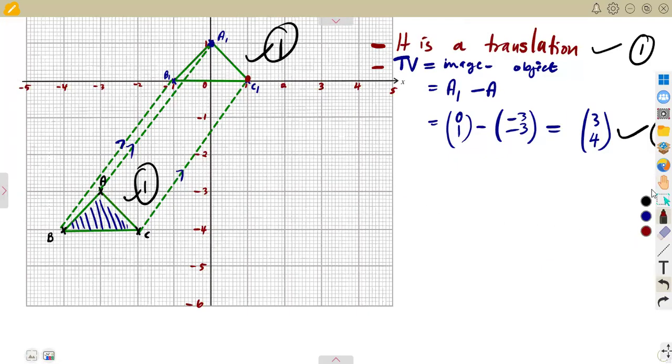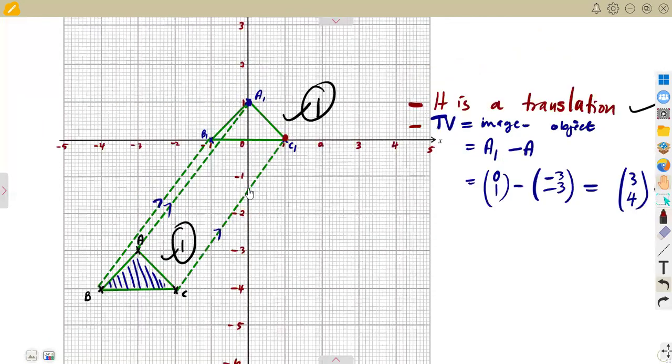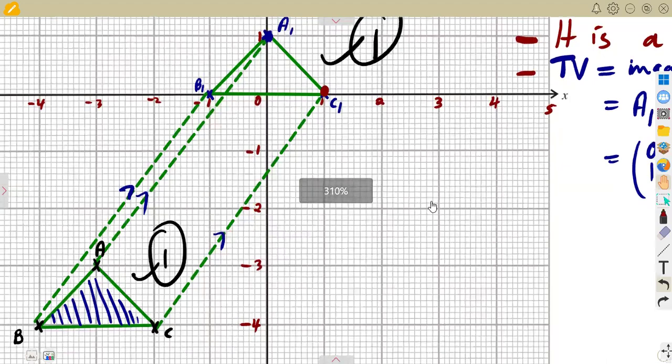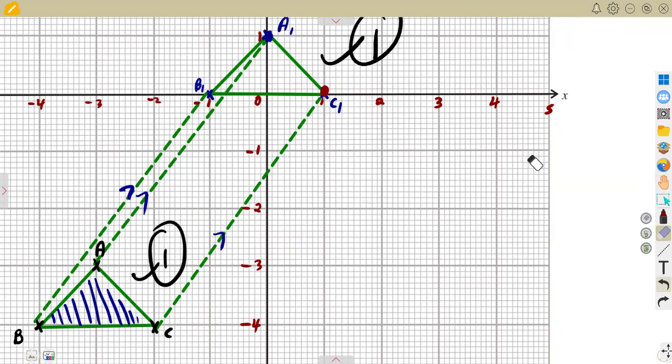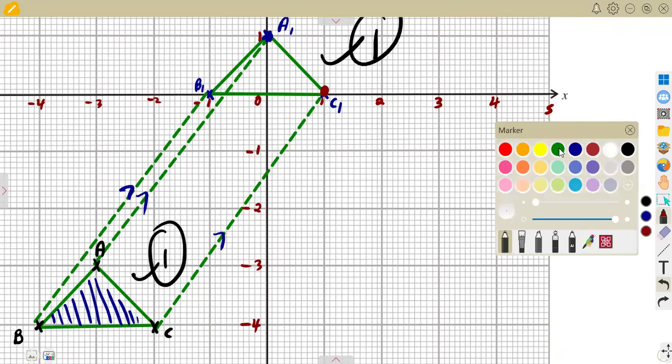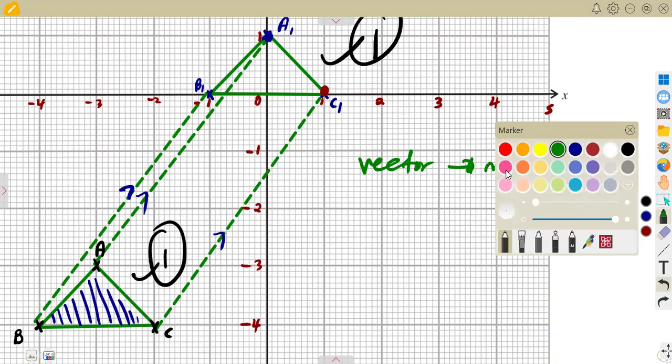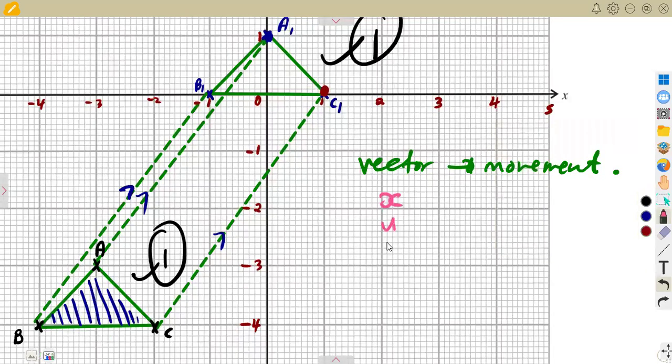Now let me describe this translation vector in full. What is a vector? Consider this, guys. You did your vectors in vector 1. Okay, here we are done on this question. I just want you to see what a vector means. A vector, we said, it's a movement. Whenever you consider a vector, that's a movement which has taken place. But this movement is not just a normal movement. It's a movement that you consider in terms of the x and in terms of the y.